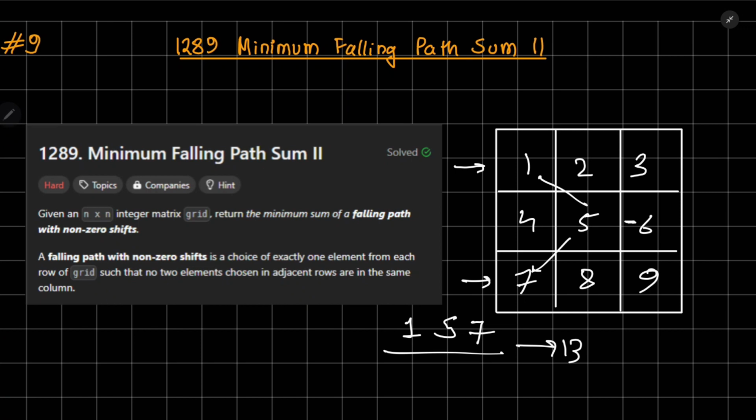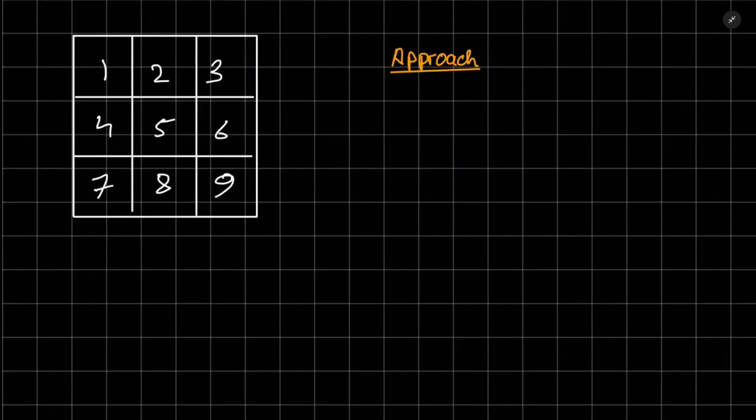Okay, so let's move to the approach of this problem. If you want the top-down or the recursive approach, that also, as usual, is available in the comments and in the description. So what we will do here is make an array dp of size equal to the number of columns in the matrix. In this case it's 3, so we will make it 3, so 0, 1, 2 will be the indices in both.